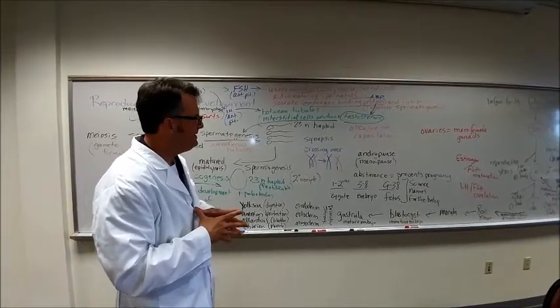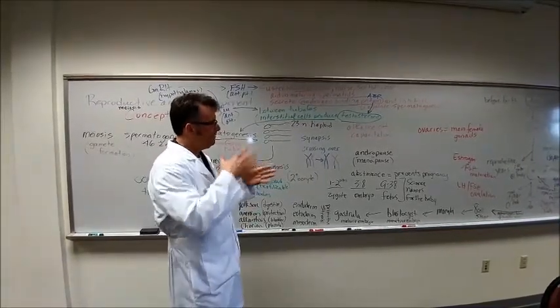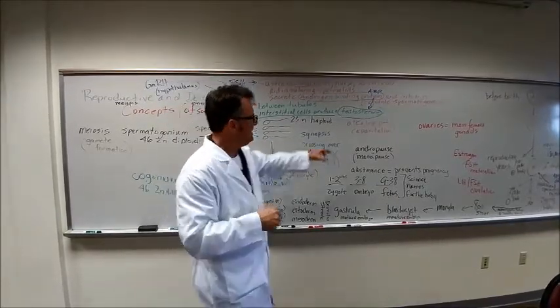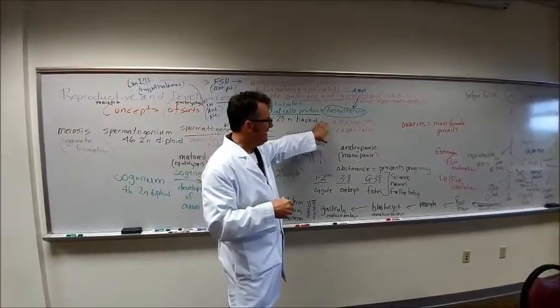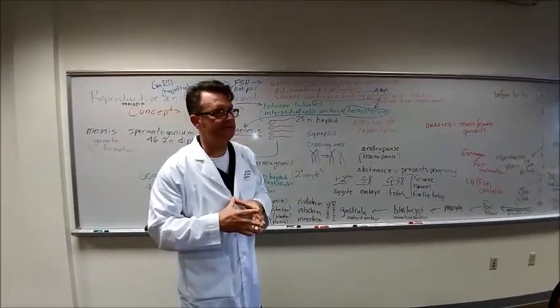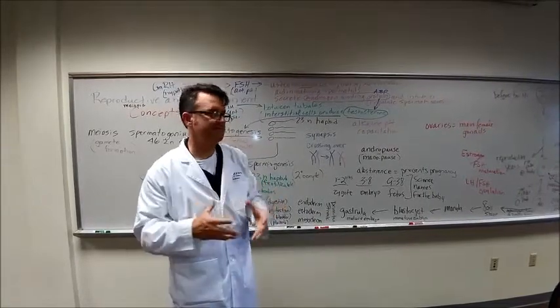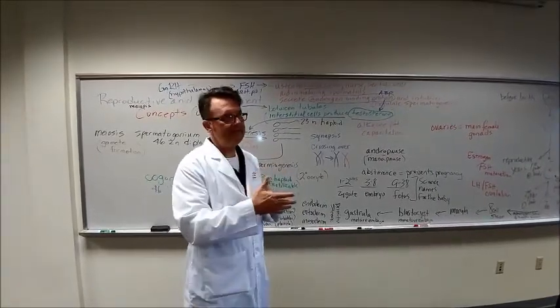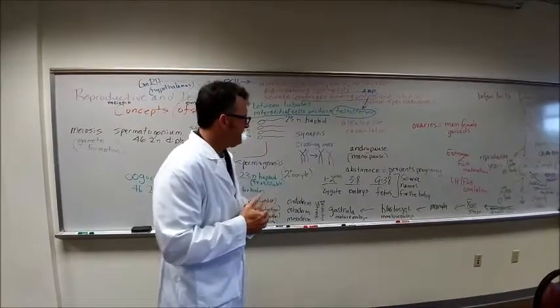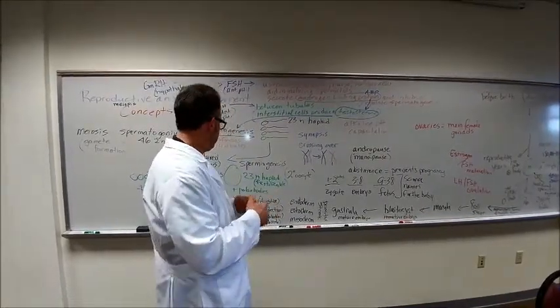Remember that when the sperm are swimming toward their target in the host, there is an alkaline pH of the fluid, and that creates something called capacitation, and it makes it easier for the sperm to get into the egg and make a baby.